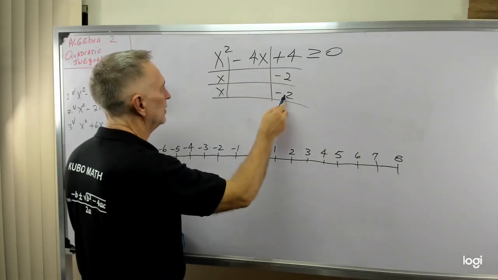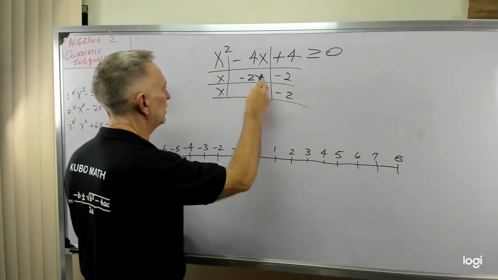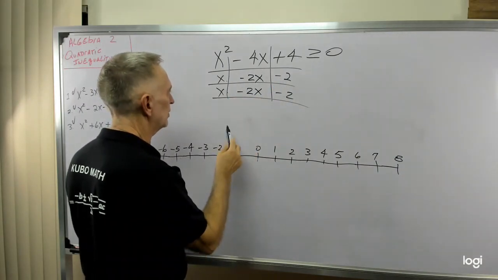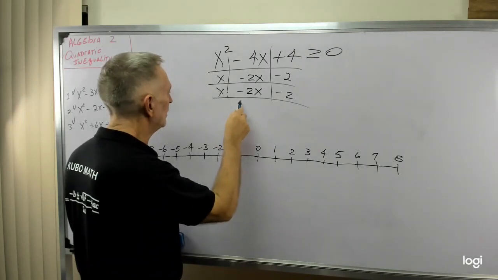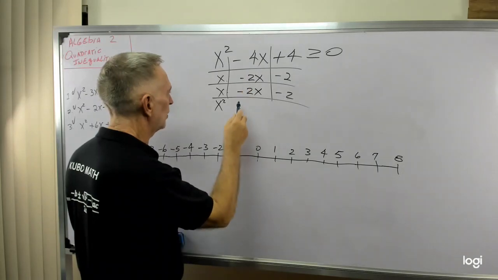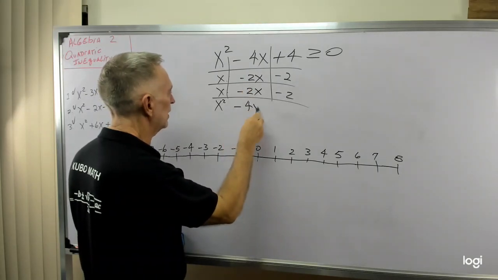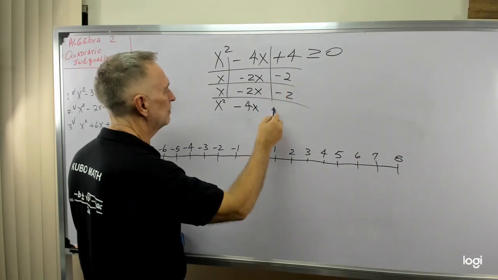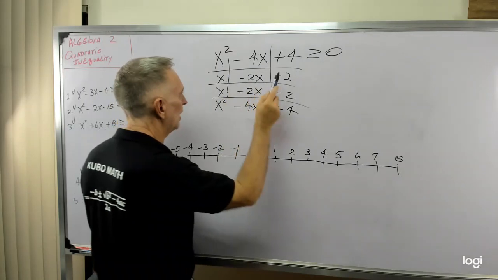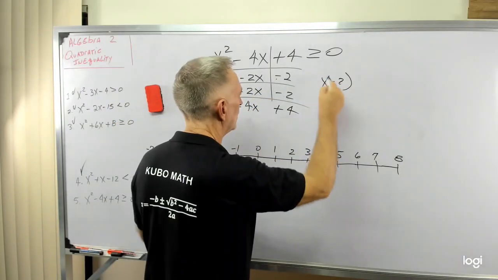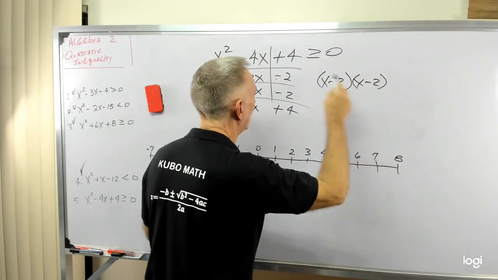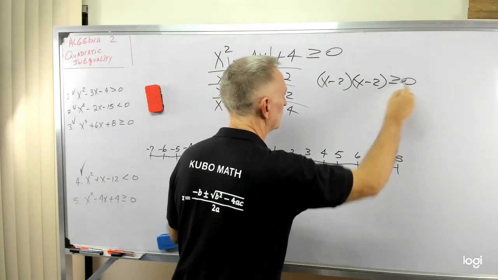Okay. Negative 2 times x gives me negative 2x. Negative 2 times x gives me negative 2x. You can already see the fun's about to happen. x times x is x to the second power. Negative 2x plus negative 2x is negative 4x. Negative 2 times negative 2 is a positive 4. x minus 2 times x minus 2. Oh, and that is greater than or equal to 0.